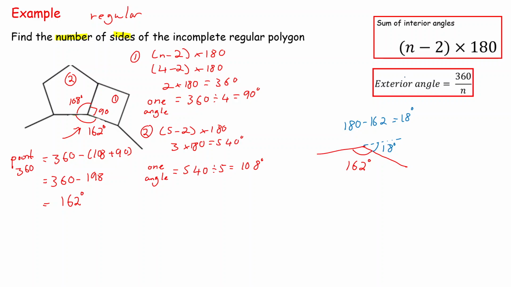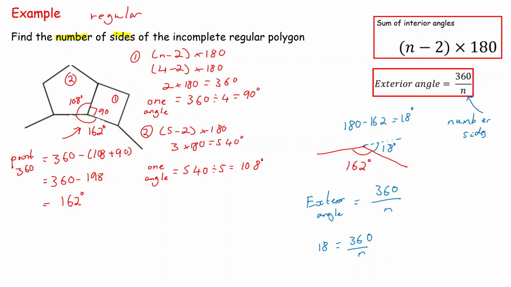So now I can use this formula and say that I know that one of the exterior angles is 18 degrees, and I can find n, and remember n is the number of sides. So let's make a note of that. n is your number of sides, which is what I'm trying to find in the question. Using my formula, the exterior angle is going to be equal to 360 divided by n. Well, the exterior angle we know is 18 degrees, so 18 is equal to 360 divided by n.